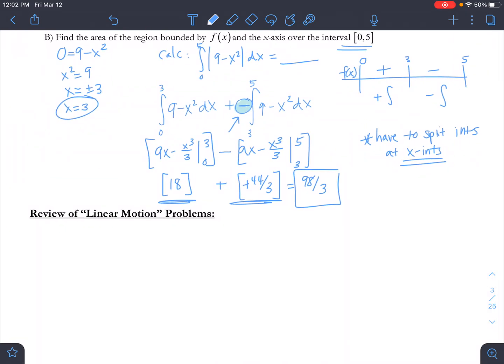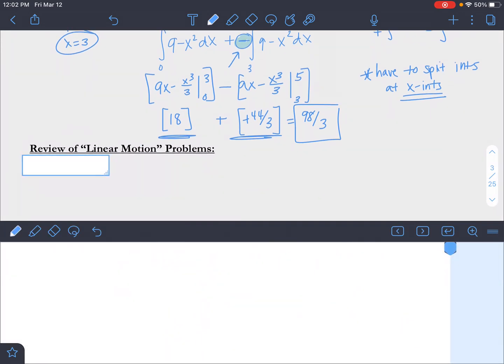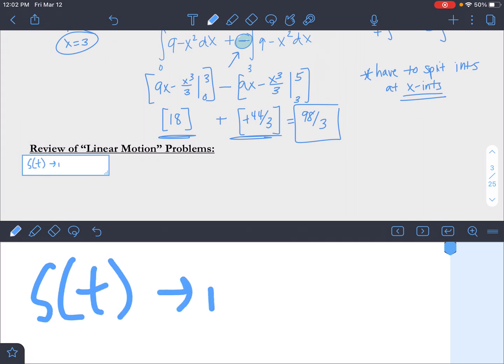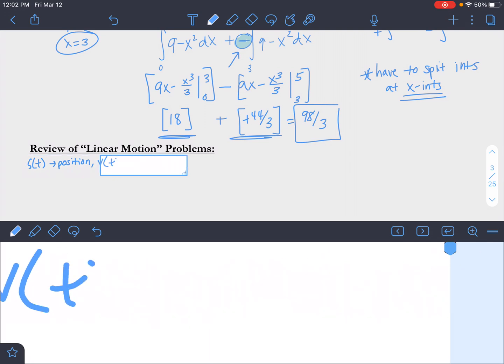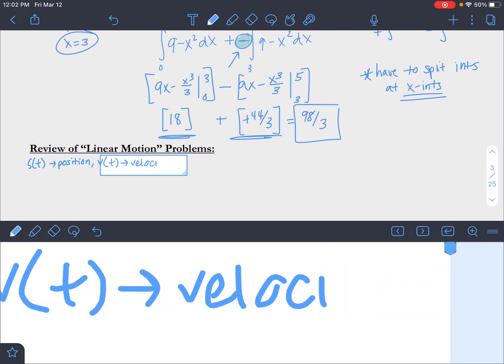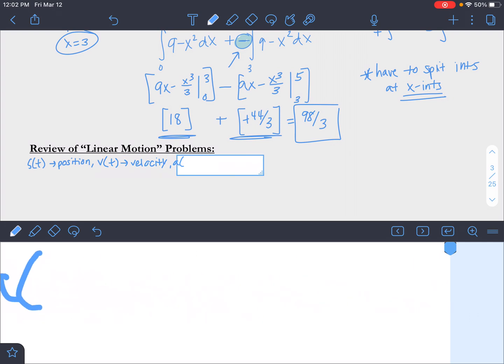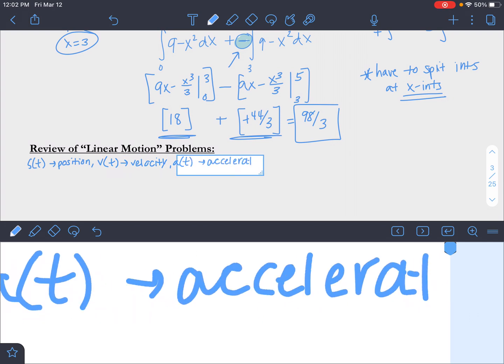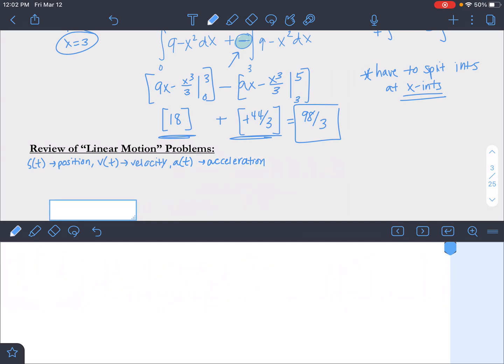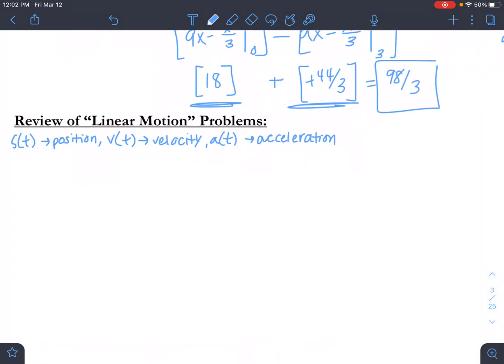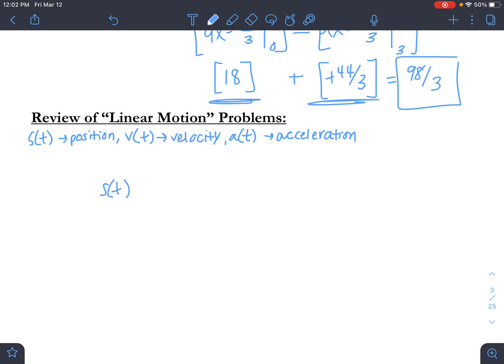Last thing we're going to do here is linear motion, which is talking about position, velocity, acceleration. So just to remind you here of some letters I'm going to use. S of t represents position. V of t represents velocity. And A of t is acceleration. So in case you're wondering, when I mention those, that's what I'm going to be referring to. Okay? So we kind of have this little stack here, right? We've got S of t, V of t, A of t.